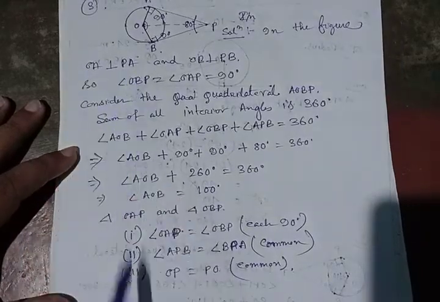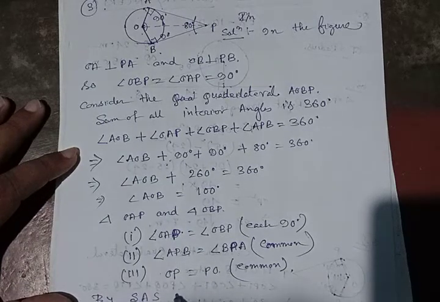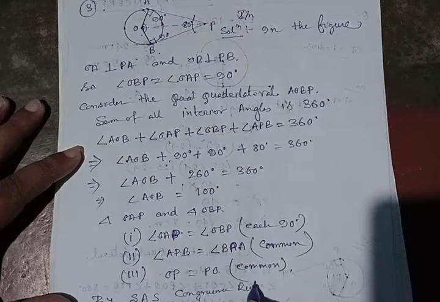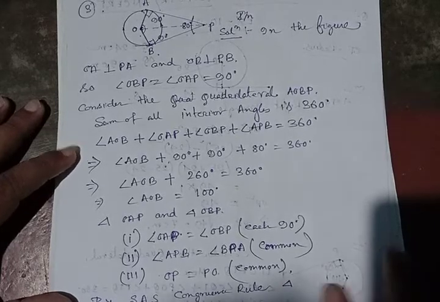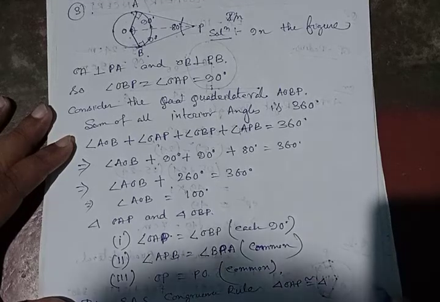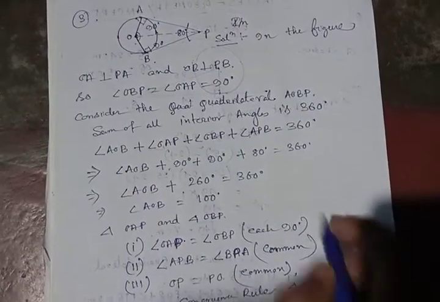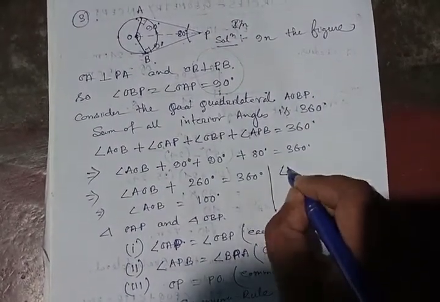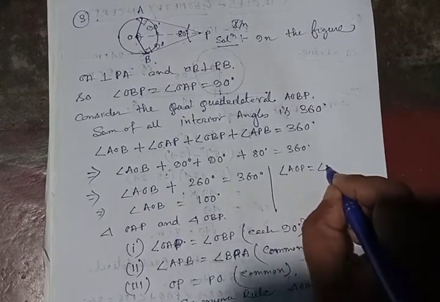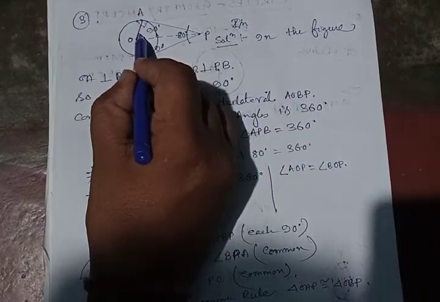Okay, we can see that. So by side angle side congruence rule, we can say that triangle OAP is congruent to triangle OBP. So that means angle AOP equal to angle BOP, means this angle will be equal to this angle.